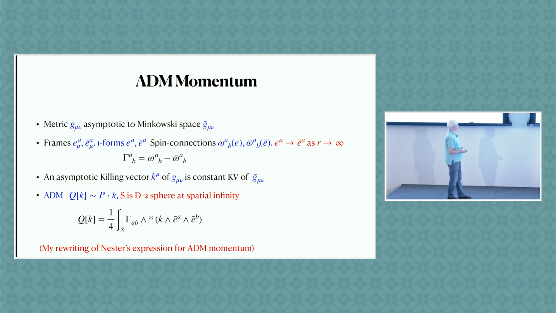Arnowitt, Deser, and Misner. So in particular, if we take the translational Killing vectors, then the corresponding charge is given by integrating over a d-2 sphere at spatial infinity, and it can be written in this form, which is covariant, given that this is an asymptotic tensor. So particularly if we chose the time-like Killing vector, this would give the ADM mass. If we chose a space-like one, it would give the ADM momentum.